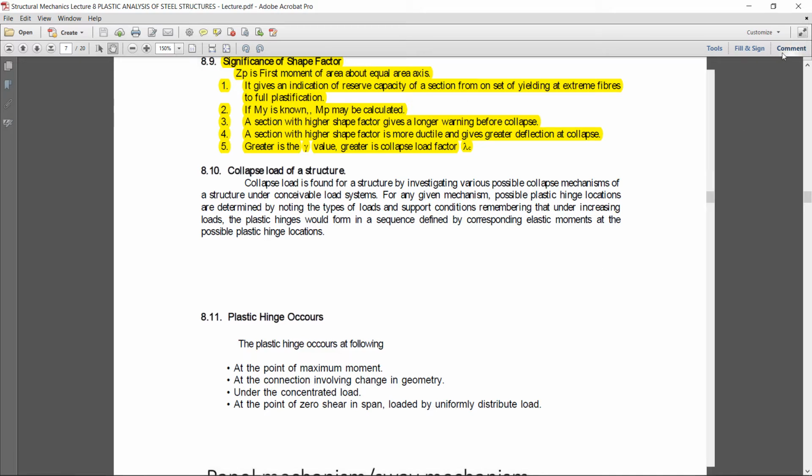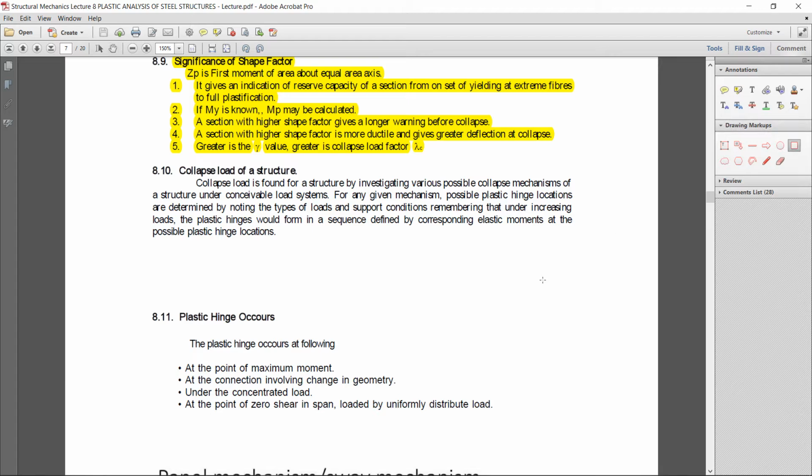For example, in a beam, if one side of the beam has a thicker section and the other half has a lighter section, for example here is a roller support and here is a hinge support, then definitely the failure in this type of structure due to change in geometry will happen at this location. That is the second point.